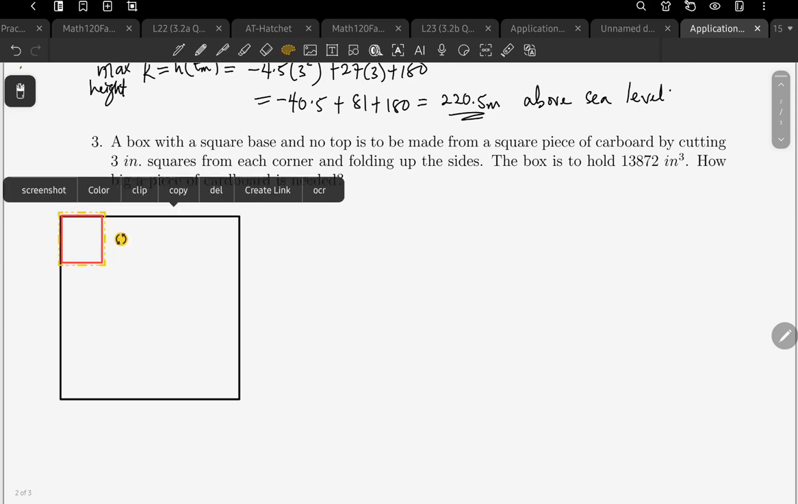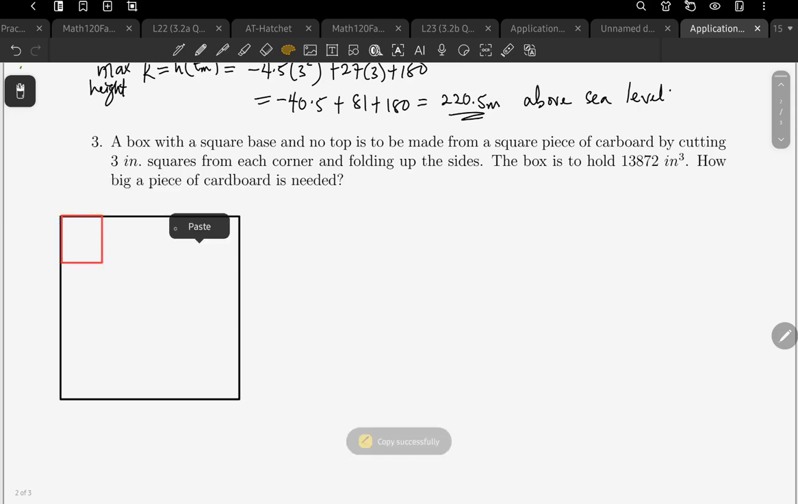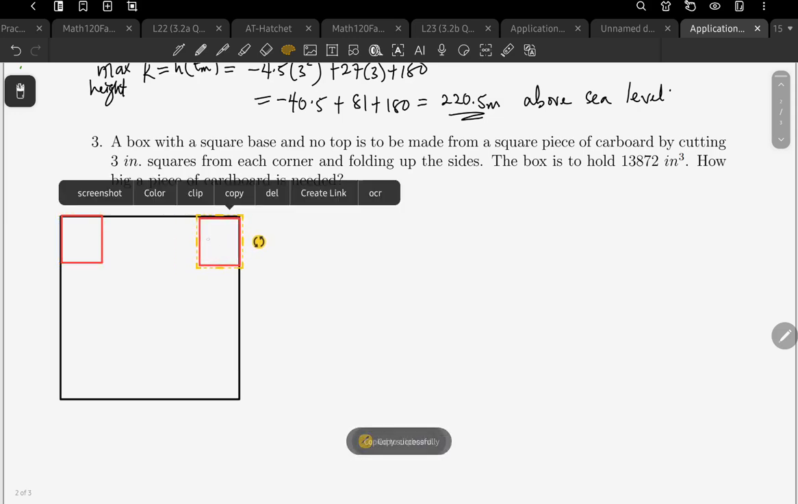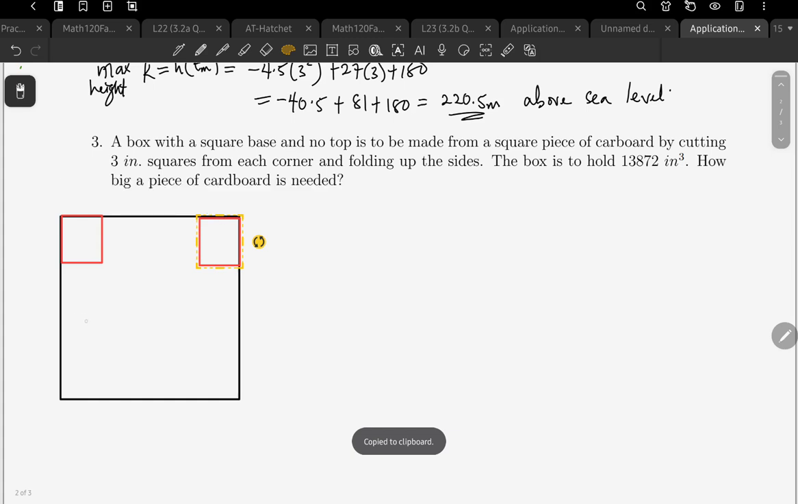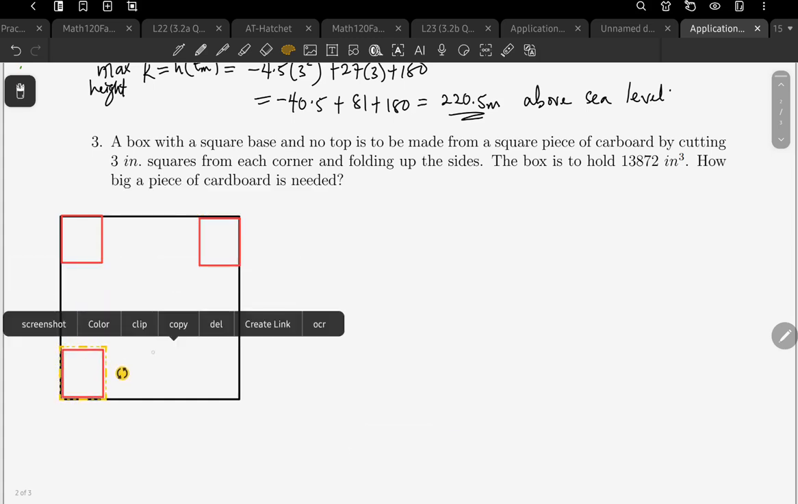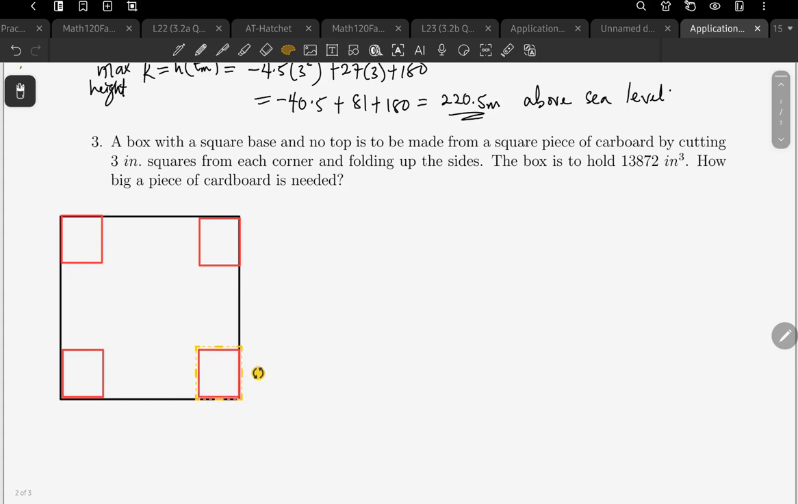So copy, paste. I'm assuming those are squares. Paste, paste.